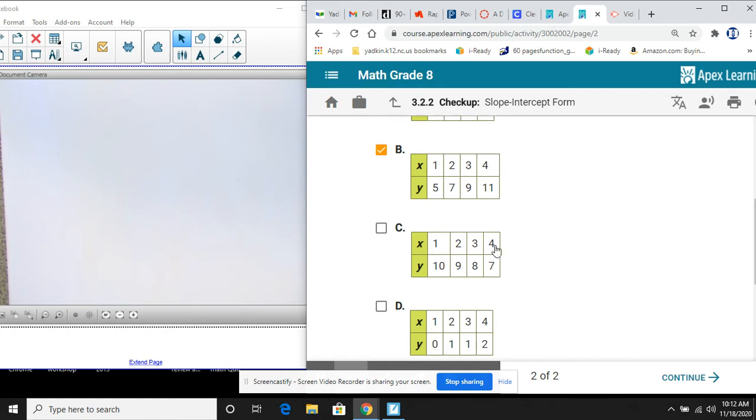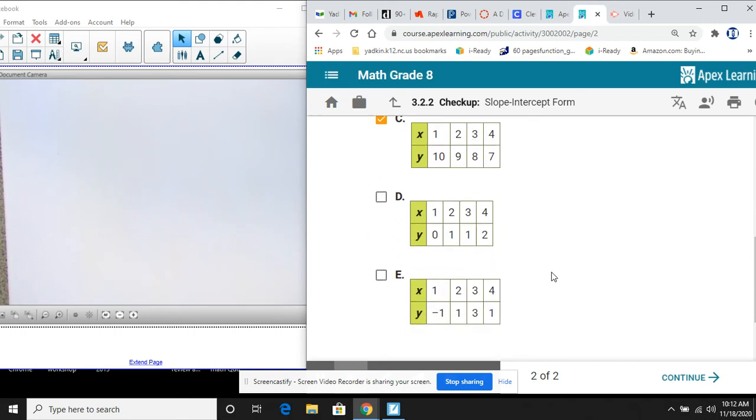1, 2, 3, 4 on C is good. It goes from 10 to 9 to 8 to 7. It's going down, but it's constant. It's consistent. It's going down 1 each time. This is going up 1 each time. So yes, that is linear.